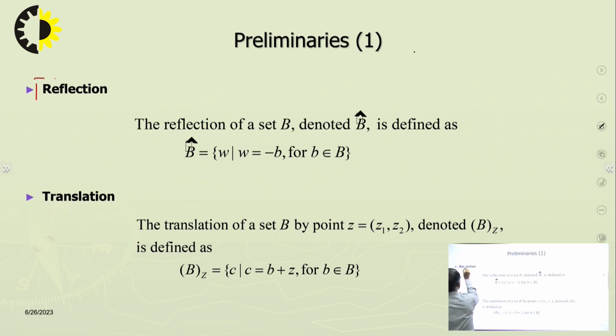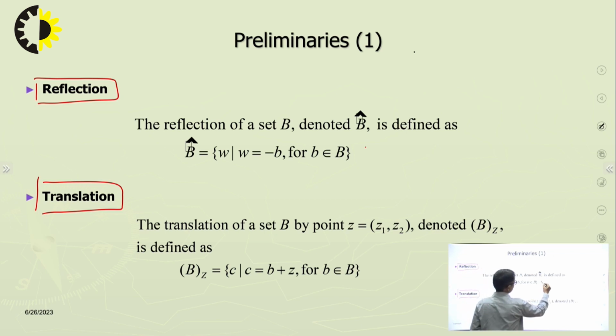There are two operations. First one is the reflection and the second one is the translation. There is a mathematical formulation given here, and that can be easily understood with the diagram in the next slide, but first we will focus on the mathematical formulation.